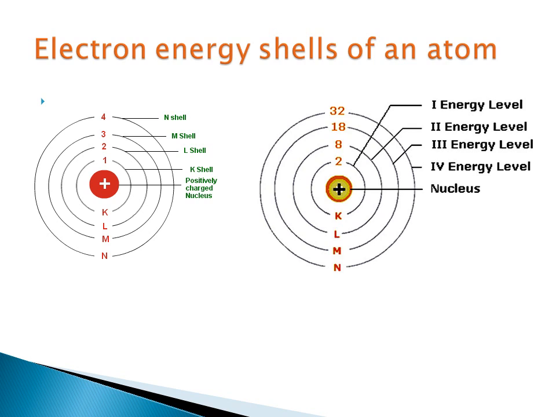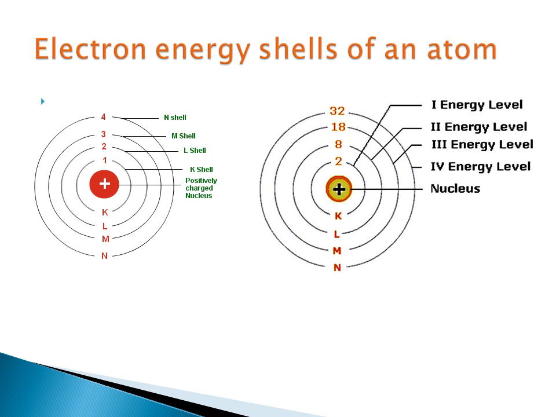These shells can be designated in letters: the first shell, n equal to 1, is called the K shell. The next shell, n equal to 2, is the L shell. n equal to 3 is the M shell, and so on. Now the question is how many electrons each shell can hold. The first shell, which is closest to the nucleus, comprises 2 electrons.